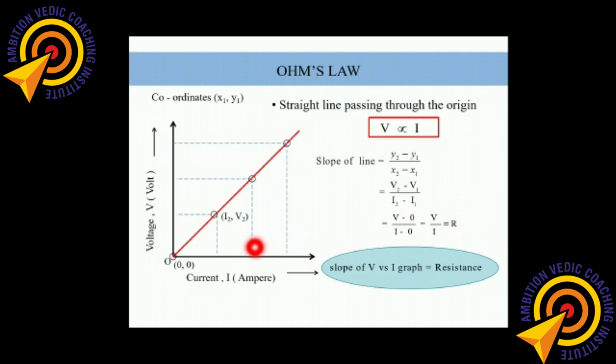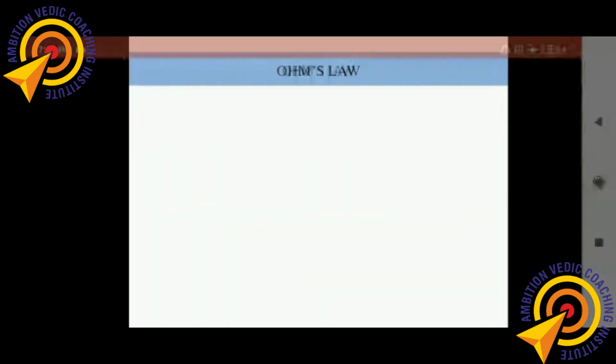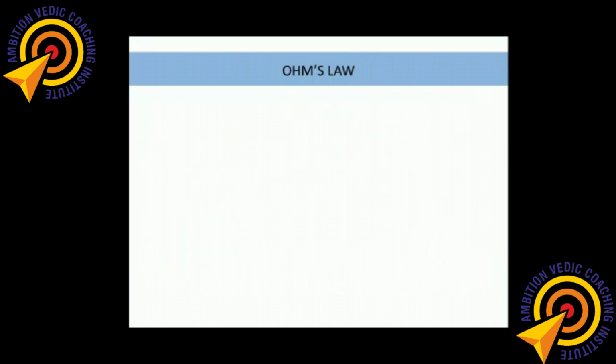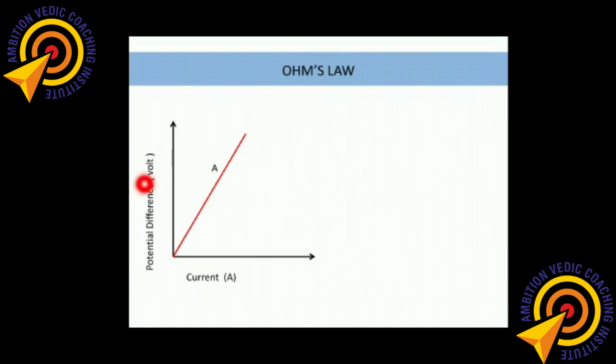So by plotting a graph between voltage and current, we basically obtain the resistance of the wire or a conductor with the help of Ohm's law. Now, as we already know, the slope of the potential difference versus current graph, which is a straight line, gives us the resistance of a conductor. We'll see examples.